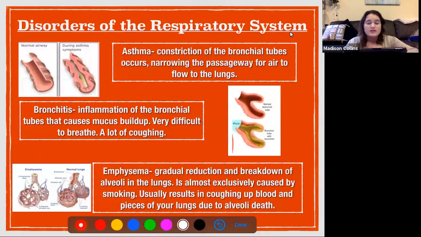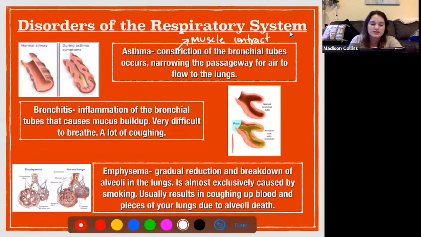Asthma is when the bronchial tubes are constricted due to muscle contractions. So those muscles contract and restrict the airflow of the bronchial tubes. This narrows the passageway for air to flow to the lungs. So it becomes really difficult for these people to breathe because the air pathways are much, much smaller. A lot of people in my classes today talked about how they typically have asthma attacks when they're exercising, because the muscles of those bronchial tubes contract and make it really difficult for them to breathe.